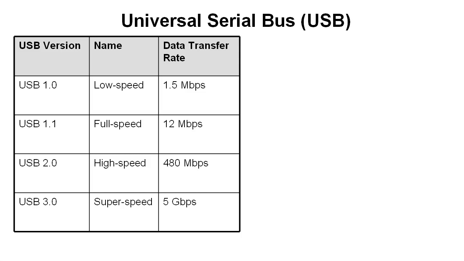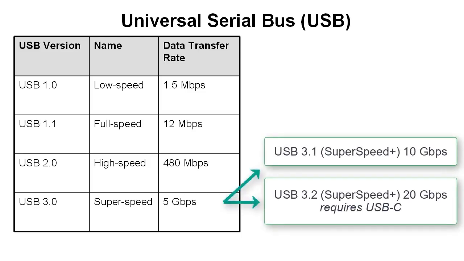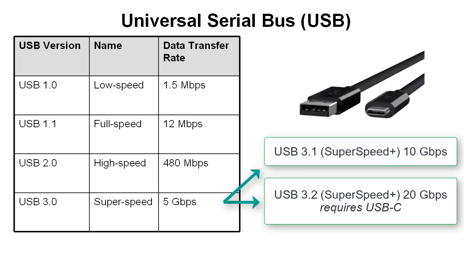Building on USB 3.0, we have 3.1 and 3.2. 3.1 is Super Speed Plus, which has a data transfer rate of 10 gigabits per second. And USB 3.2, also Super Speed Plus, can do 10 or 20 gigabits per second, but that requires the use of a USB-C connector and cable. So there's some of the versions, but for the exam, you should really know USB 2.0 and USB 3.0, their names and their data transfer rates.